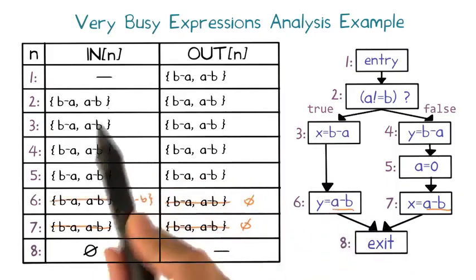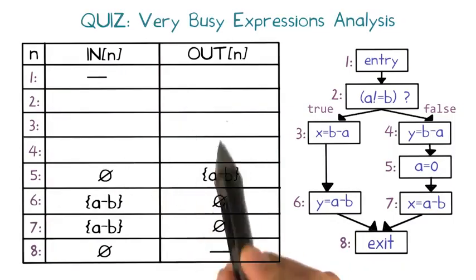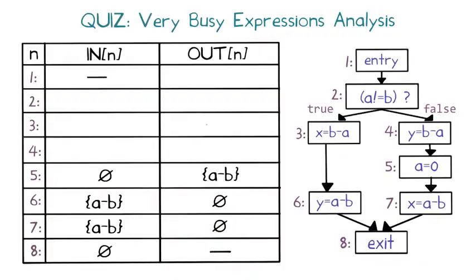Let's update the remaining entries of this table in the following quiz. Fill in the blank entries in the table with the final values of the corresponding in and out sets computed by the chaotic iteration algorithm for very busy expressions analysis. Keep in mind the two operations that the algorithm applies to each node.